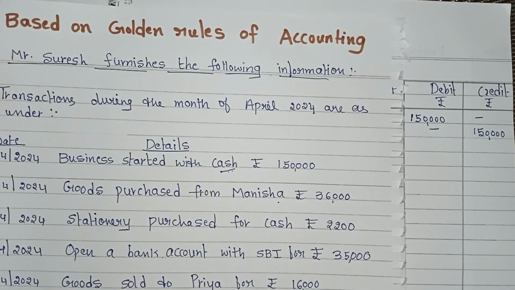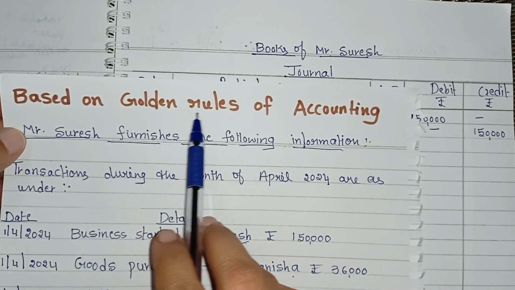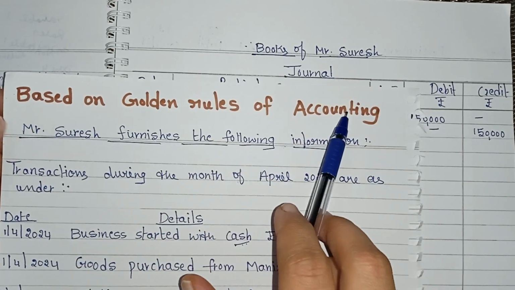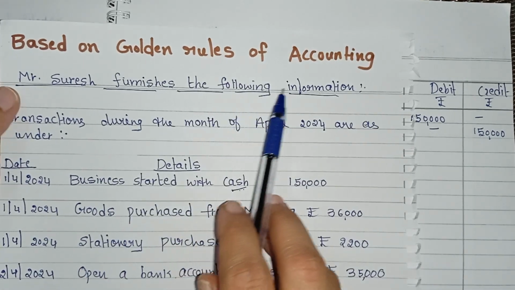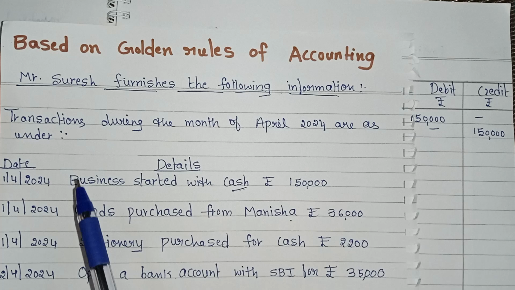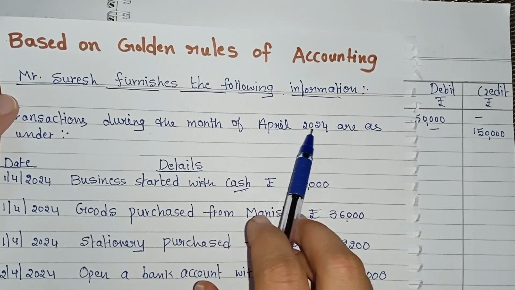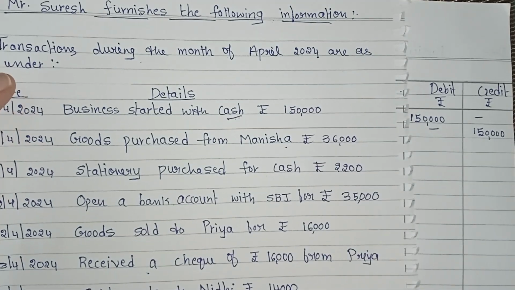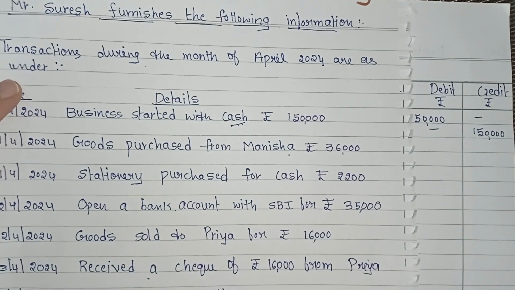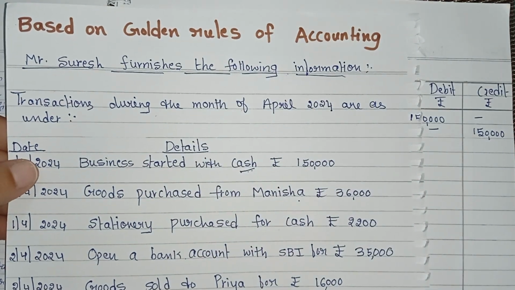Now we will solve the problem based on the golden rules of accounting. Mr. Suresh furnishes the following information. The transactions during the month of April 2024 are as under. These are all the transactions. Here we need to journalize the transactions based on the golden rules of accounting.